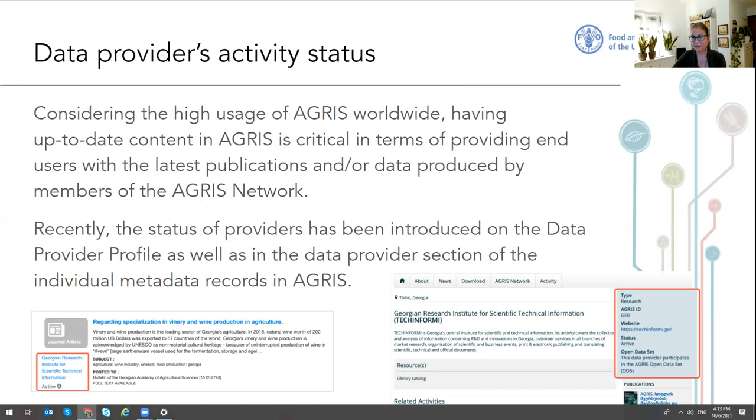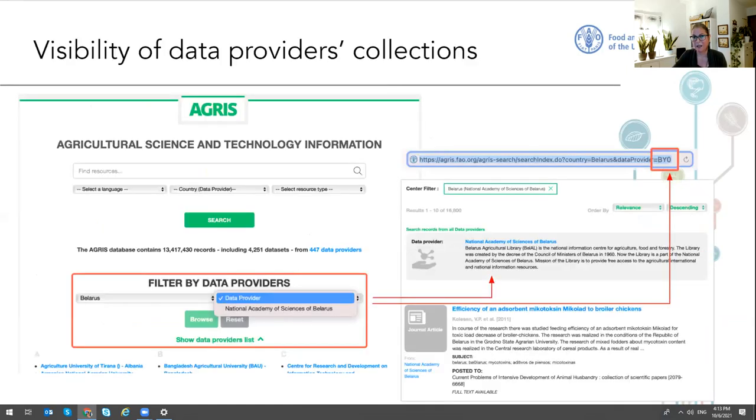It's also possible to see the status. In this case, for instance, the Informe is active. You can also look for it from agris.fao.org. So there is a linkage between the registry and the website, the database. And the idea is always, as I said, to provide as much visibility as possible. Here is a way that we are showing these data providers. They take ownership of all the metadata they are submitting. So for instance, in this case, it is the National Academy of Sciences of Belarus. It's explicitly said in the page of the record that they are the data provider. And if you want more information about it, you can contact them.